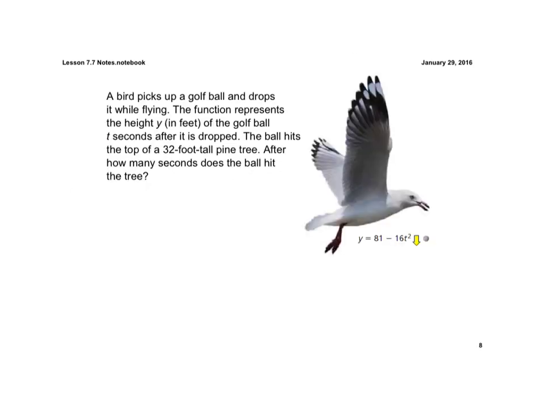All right, and here's an application problem. A bird picks up a golf ball and drops it while flying. The function represents the height y in feet of the golf ball in t seconds after it is dropped. The ball hits the top of a 32-foot tall pine tree. After how many seconds does the ball hit the tree? Well, since the y represents the height, and we want to know when it hits this tree that's 32 feet tall, we're going to substitute in for y, 32, so we have 32 equals 81 minus 16t squared.